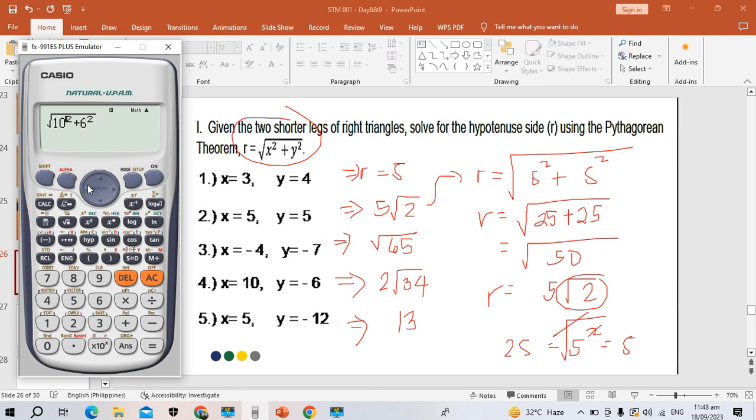Then let's move on to the last one, number 5. Let's change it into 5. Then the y is negative 12. Just simply write 12. The answer here is 13. So what is the square root of 169? The answer is 13.